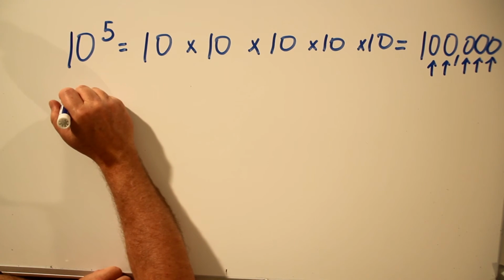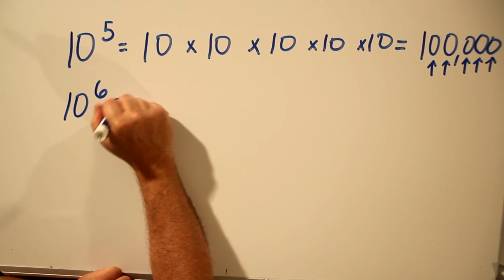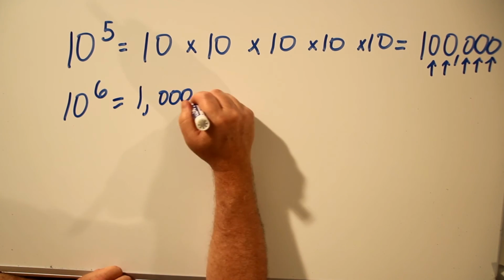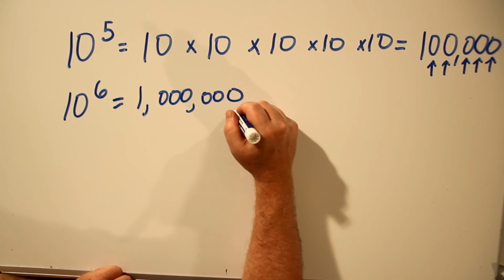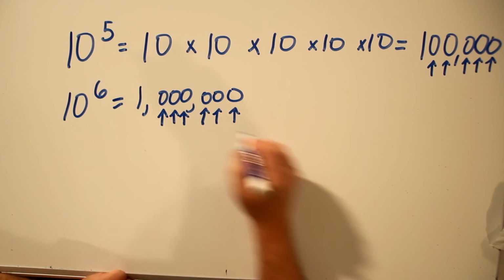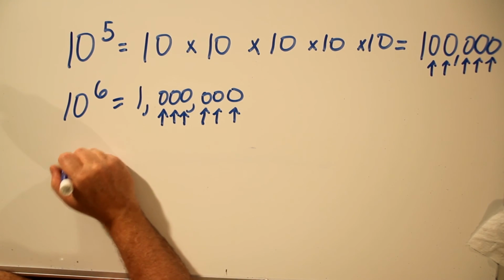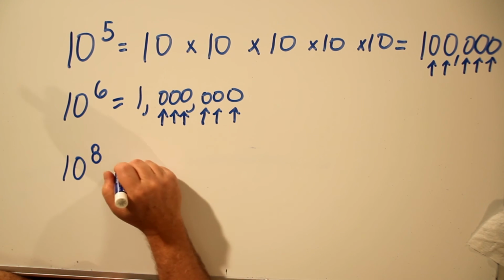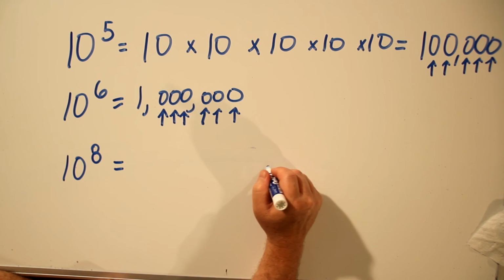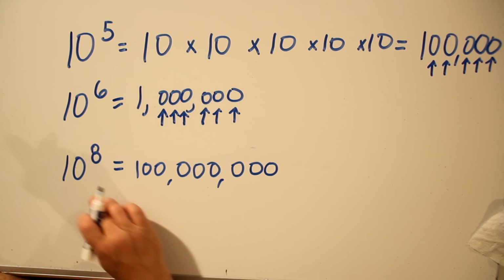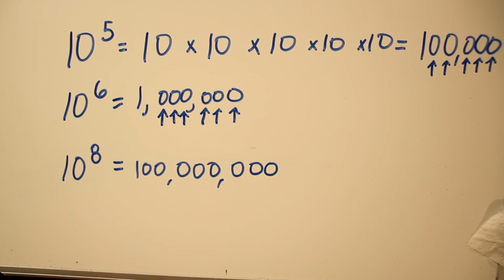If we had 10 to the 6th, well, it would be the same as all of this times 10 more. It would be 1 million. And how many zeros do we have? Well, we have 6 zeros. So whenever we raise 10 to any power, that just tells us how many zeros we have in the answer. So 1 followed by 8 zeros is 10 to the 8th. And that's an explanation of how exponents work.